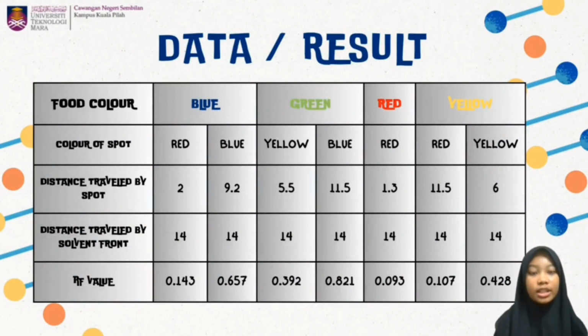By referring to the data, non-polar solvent tends to move the dyes further up the paper, while polar solvent may result in less separation between the dyes. The composition and concentration of the solvent can also affect the separation of the dye. The solvent system used should be optimized to achieve the best separation possible for the specific mixture of food dyes being analyzed.